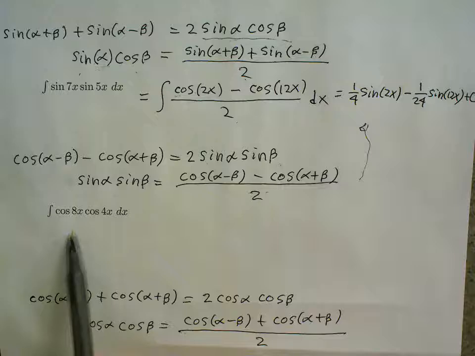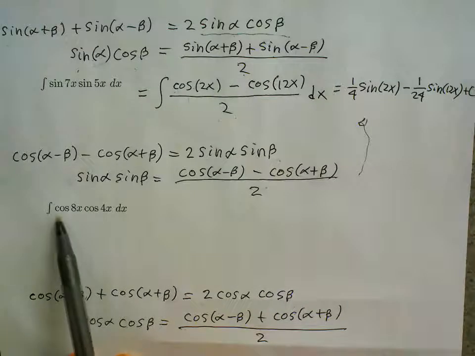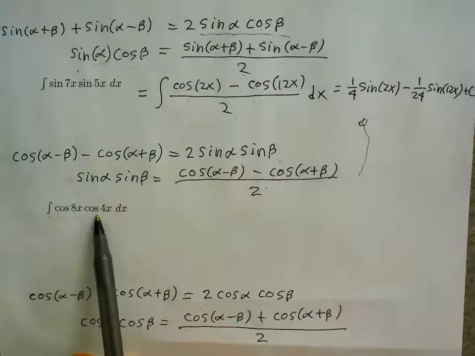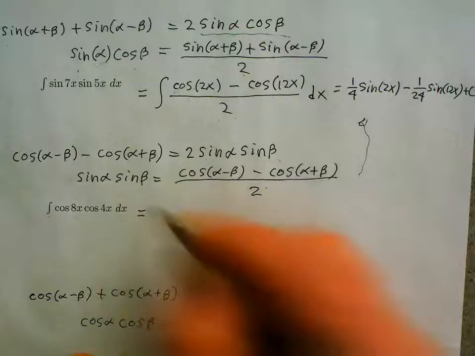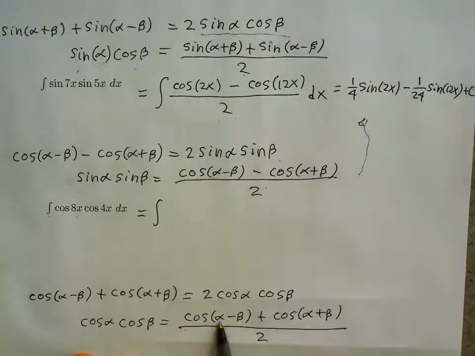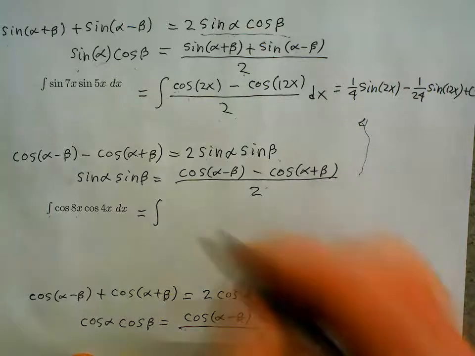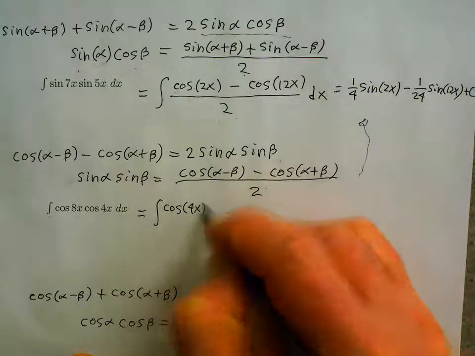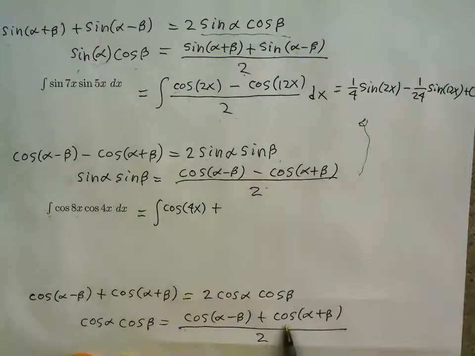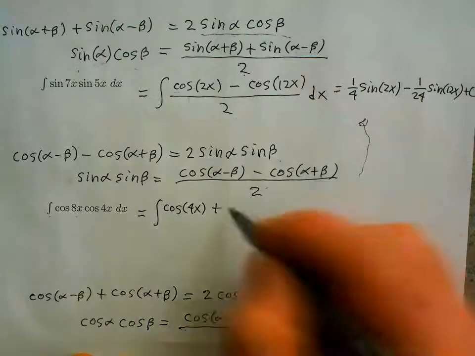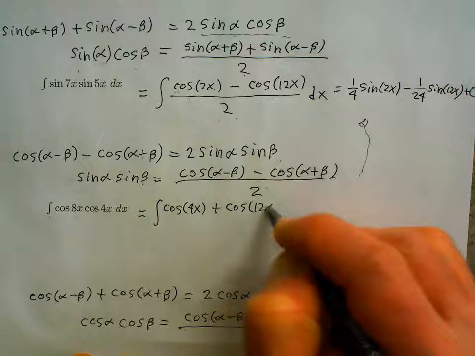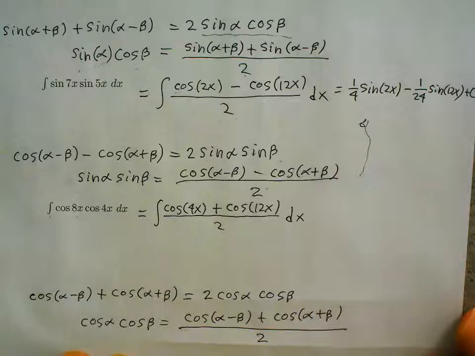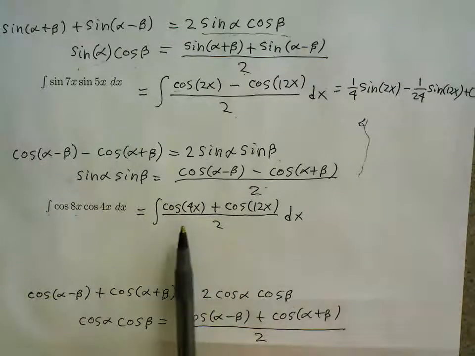So in our integral here, what we have is an indefinite integral of cosine of alpha times cosine of beta. So alpha minus beta is 8x minus 4x, so we get cosine of 4x, and then plus cosine of alpha plus beta, 8x plus 4x gives us cosine of 12x, divided all by 2. Okay, then we find antiderivatives.